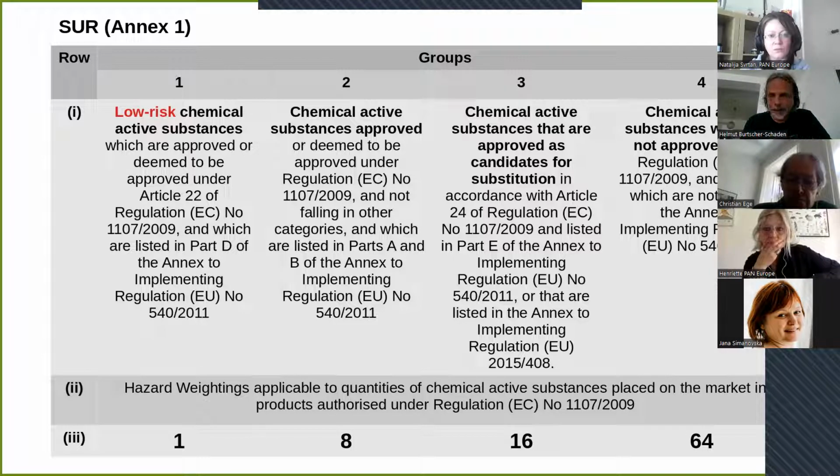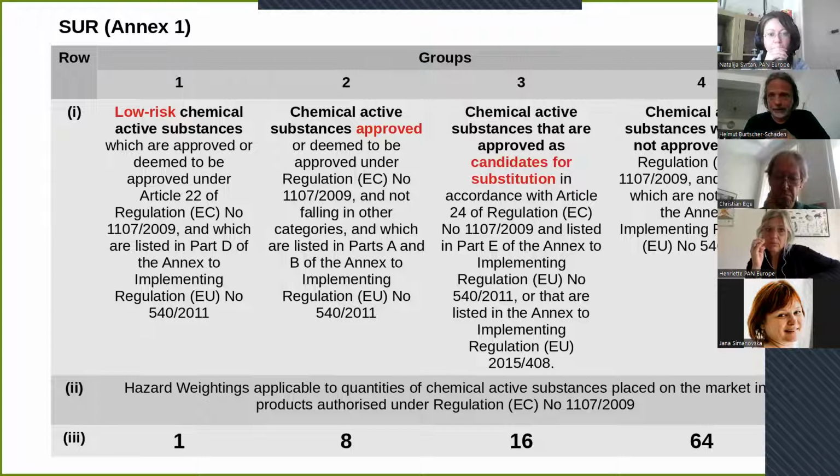The biggest number of active substances falls into group 2. It's more than 80% of chemicals. They get weighting factor 8. It's just a chemical that fulfills the criteria of Article 4 and is therefore approved. And there are substances that also fulfill the criteria, but just hardly fulfill them because of some special intrinsic properties. And these are classified as candidates for substitution in group 3.